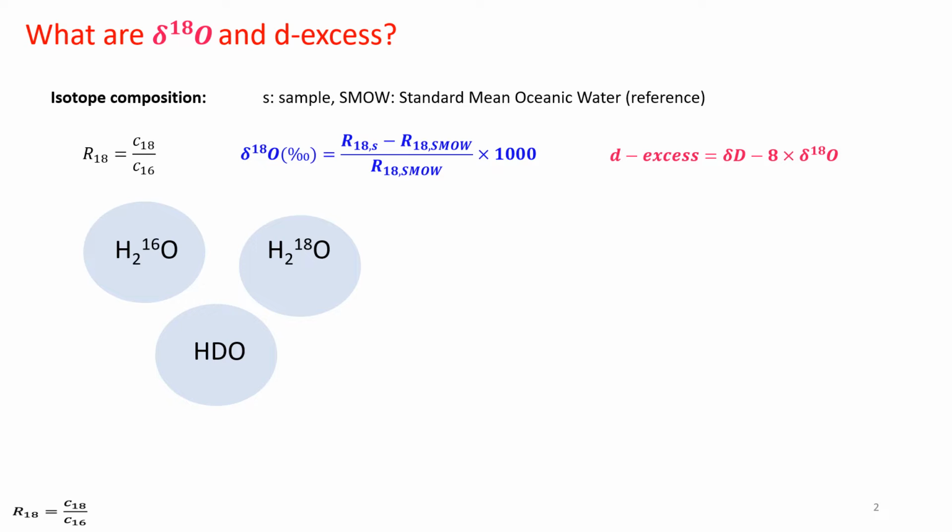A similar expression called delta D exists for the ratio between HDO and H216O. The delta D and the delta 18O of a water mass can be related together using the last equation on this slide, the red one. So the d-excess is equal to delta D minus 8 times delta 18O. So this is the second parameter that I will use.